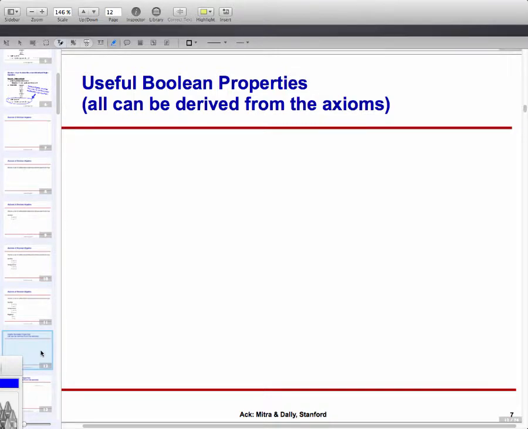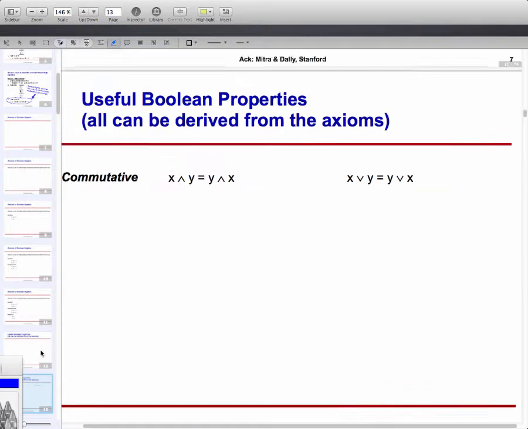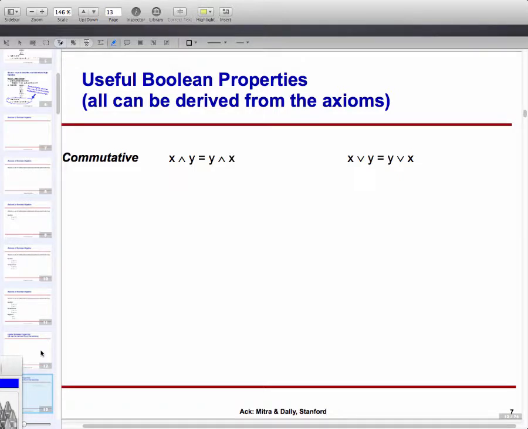Starting with those axioms, we can then derive a whole bunch of things which turn out to be useful in designing digital systems. So let's look at some examples. One is the commutative property. It basically says if you are ANDing two things, it doesn't matter what order you AND them in. So if I have an AND gate, it doesn't matter which input I tie the variables to. The order doesn't matter. And the same thing with the OR gate.